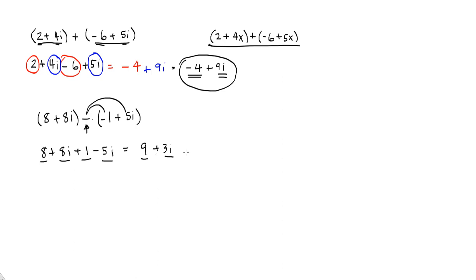So just to summarize here a little bit, we treat our i as we would a variable when we add and subtract, and the only thing you need to watch out for is when you're subtracting a complex number, make sure that you distribute that negative sign throughout that complex number that you're subtracting.